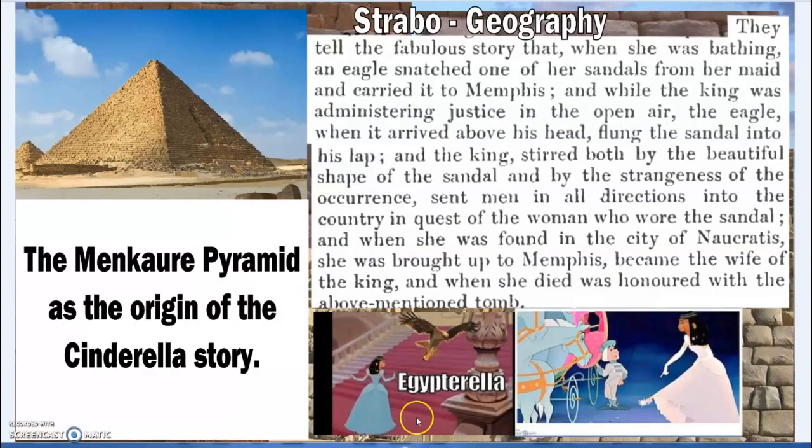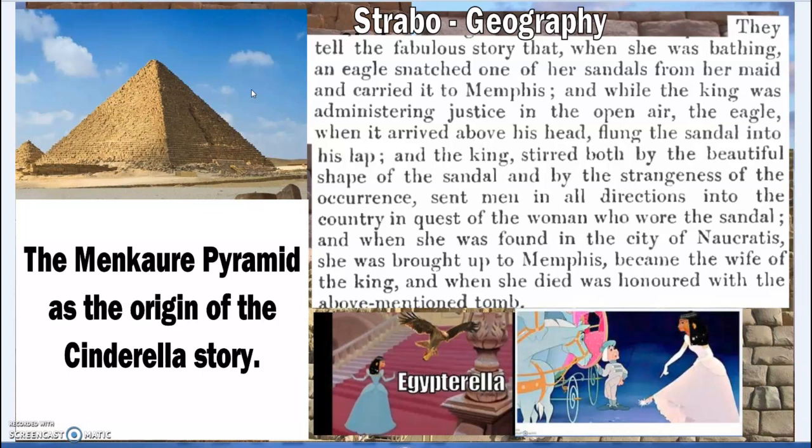But let's move on. Another very important thing about the Menkaure Pyramid is that it seems to be the origin of the Cinderella story. For instance, Strabo, visiting Egypt, was told, they tell the fabulous story that when she was bathing, an eagle snatched one of her sandals from her maid and carried it to Memphis. While the king was administering justice in the open air, the eagle, when it arrived above his head, flung the sandal into his lap.